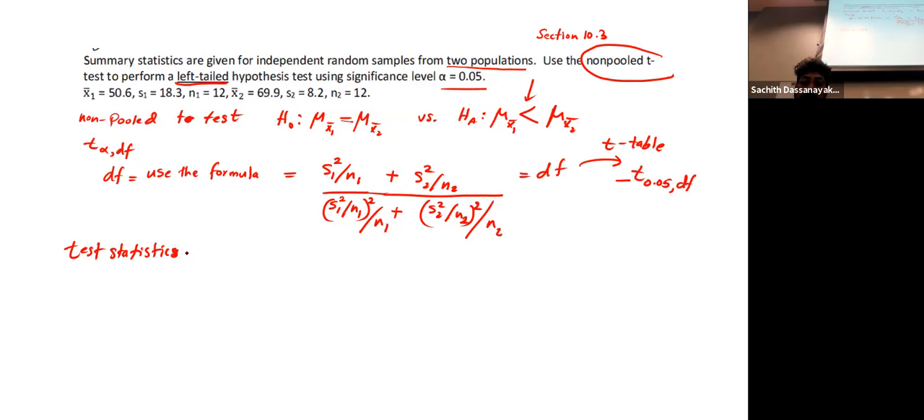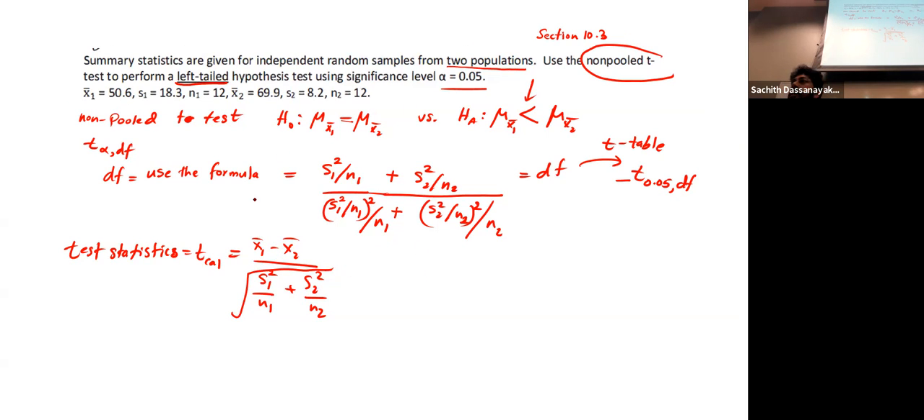Sorry, test statistic, let's say tcal. Since we are considering under H0, these two are equal, so x1 bar minus x2 bar divided by the square root of S1 squared over N1 plus S2 squared over N2. Using this you can calculate your T cal.